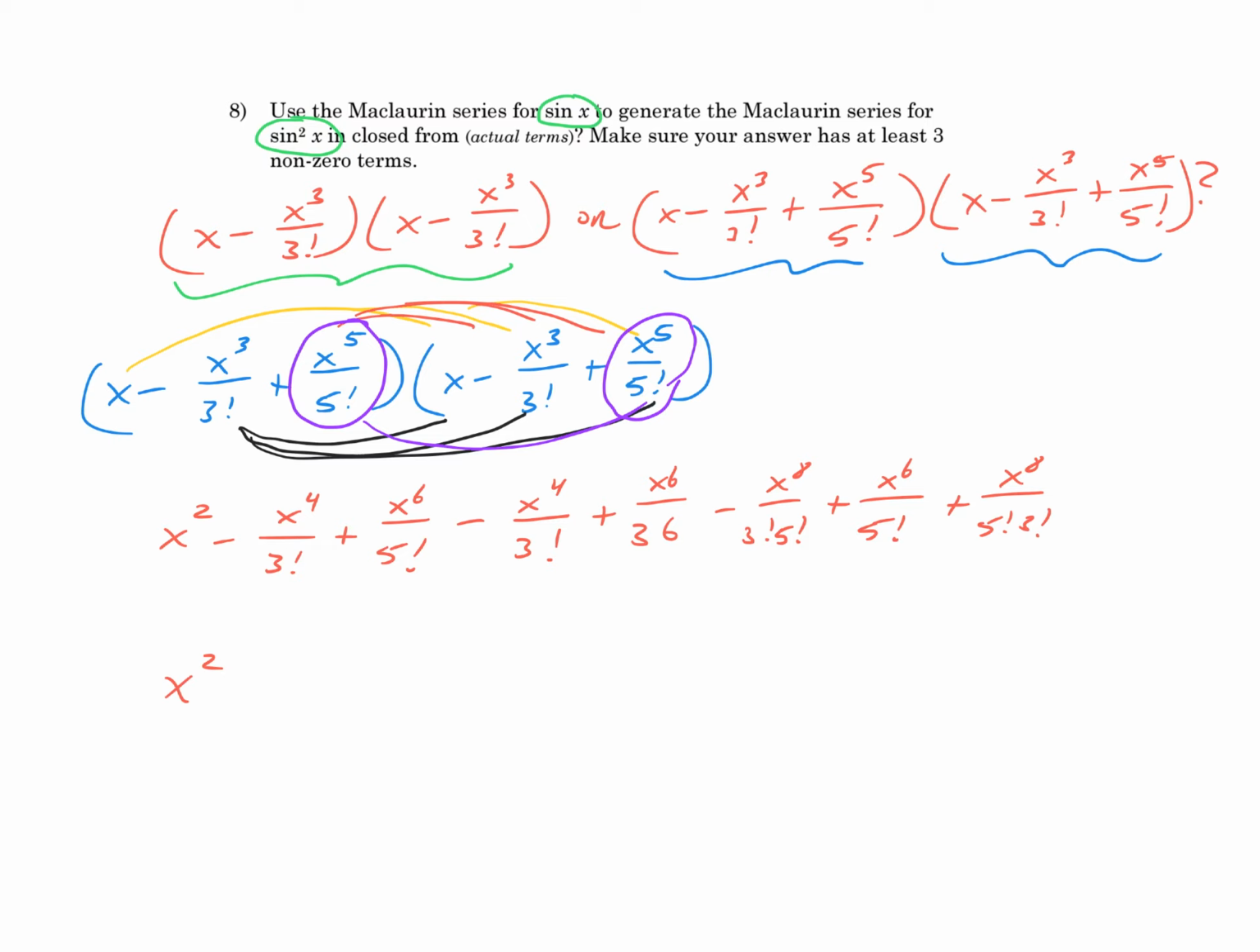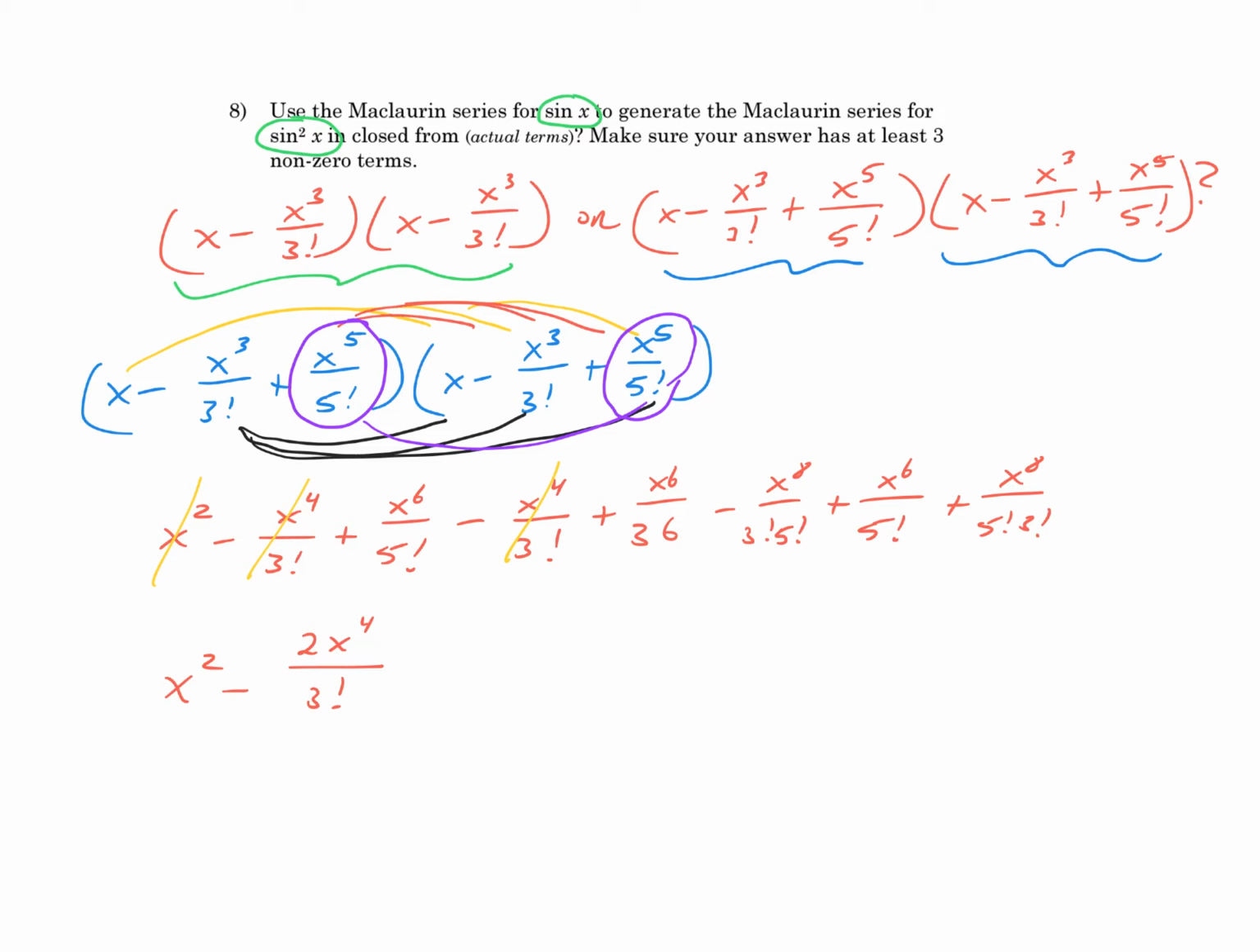X squared, and I'm just going to be like an old Algebra 1 student and do that. It's terrible notation, but I'm doing it anyway. My next degree is going to be my x to the fourth. It's right here, so these will combine to, what's the best way to write that now? Minus 2x to the fourth over 3 factorial, because that's a common denominator, so you're combining them over the common denominator. Next degree would be x to the sixth.